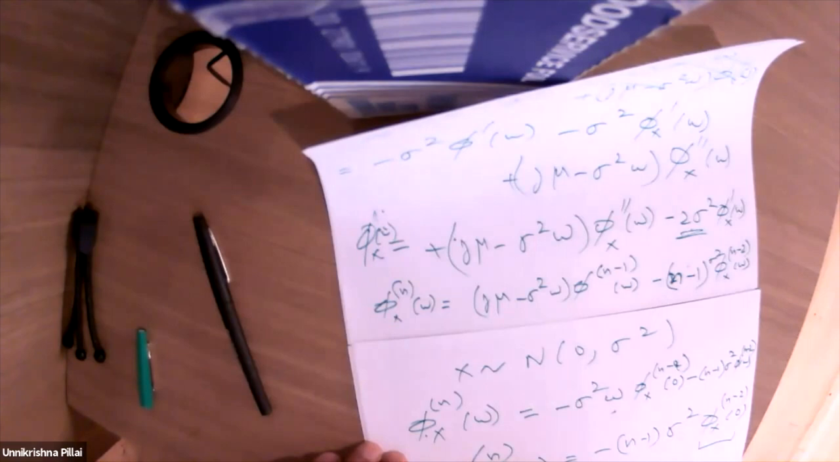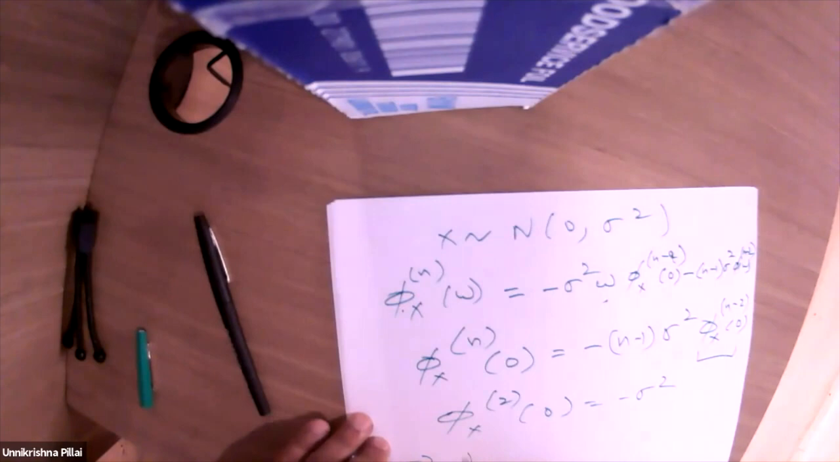So I hope you see that all the odd moments are zero, because expected value of x is zero. If you go to the third moment, look at here. We have the expression here. So mu is zero, and this omega is zero. And the first moment is phi prime at omega zero, which is mu, that's zero. So all the odd moments are zero. So this shows that expected value of x to the power 2n plus 1 is zero. All the odd moments are zero.